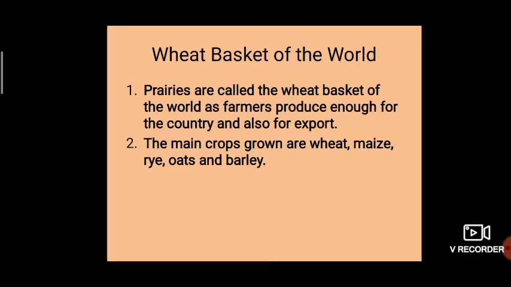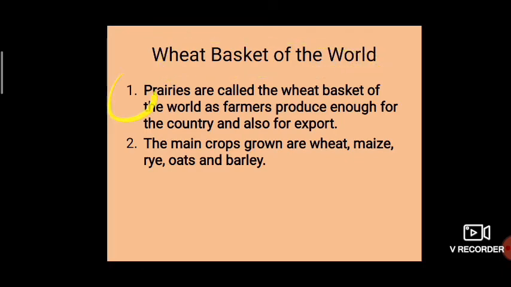The soil and the climate of prairie are the most suitable for the cultivation of wheat and maize. So the production of wheat is so large that the USA exports surplus wheat to other countries. This is the reason the prairies of North America are called the wheat basket of the world. All of you should know why prairies are known as the wheat basket of the world.